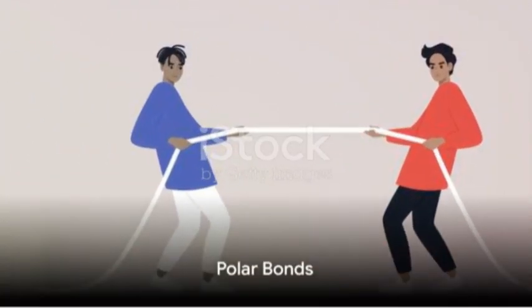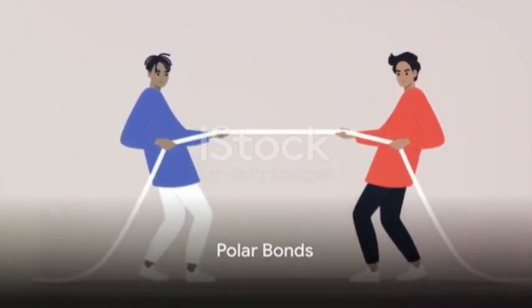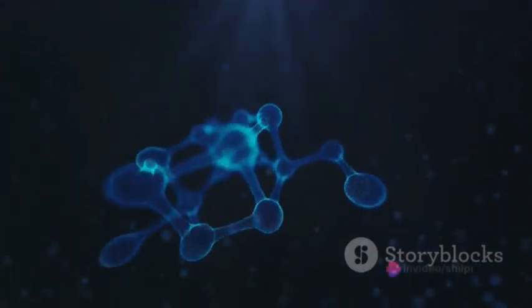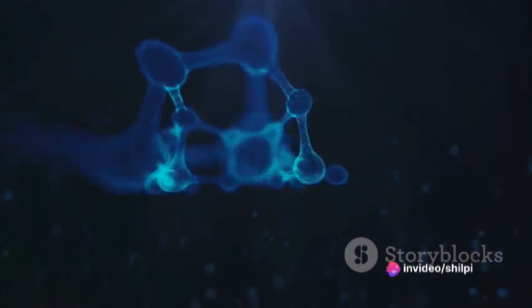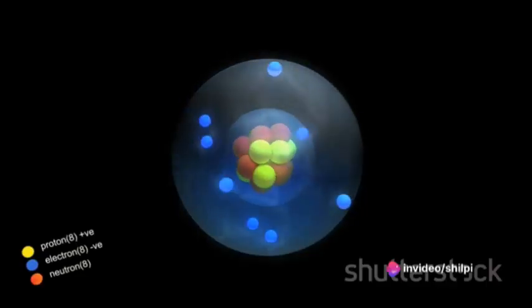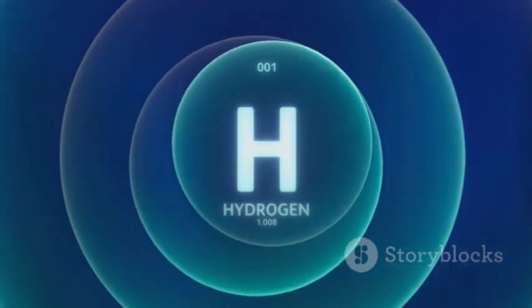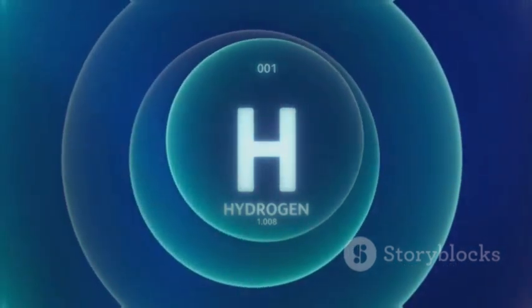On the other hand, if one team is stronger, it pulls the rope towards itself. This is like a polar bond, where one atom pulls the shared electrons closer to itself. Water is a perfect example of a polar bond. The oxygen atom pulls the electrons from the hydrogen atoms closer, creating a slight charge imbalance.